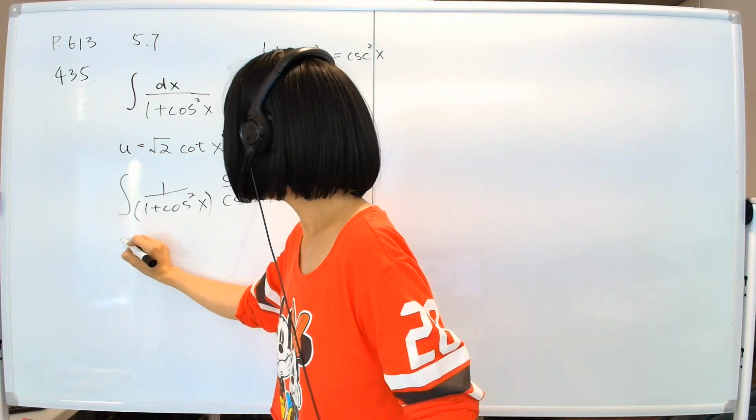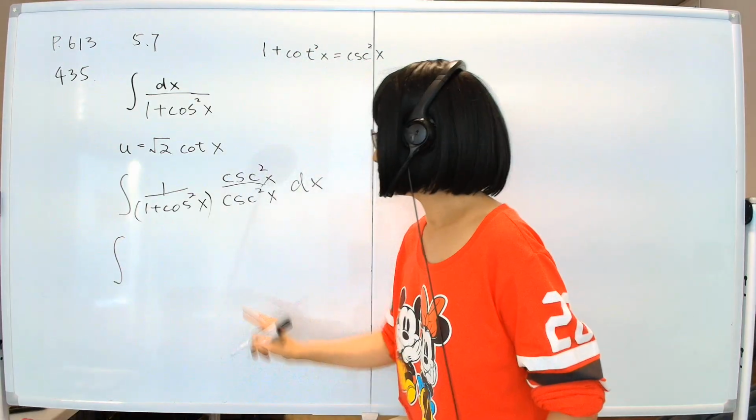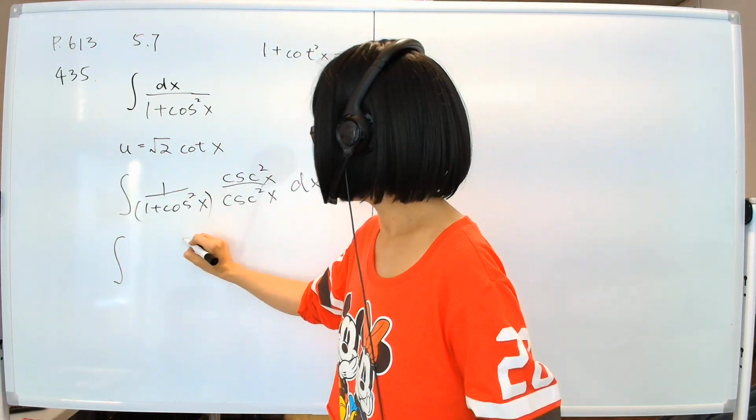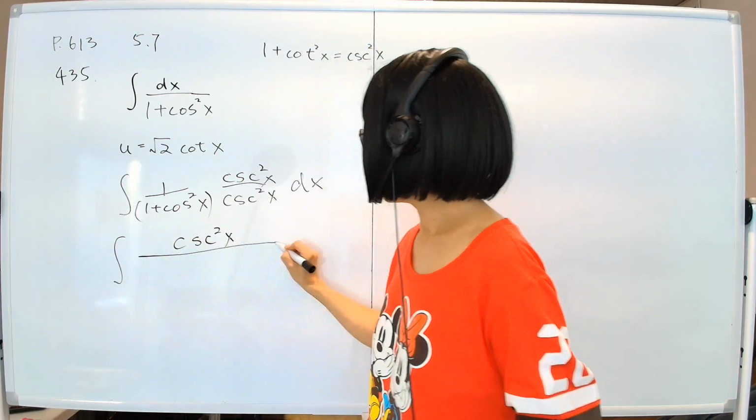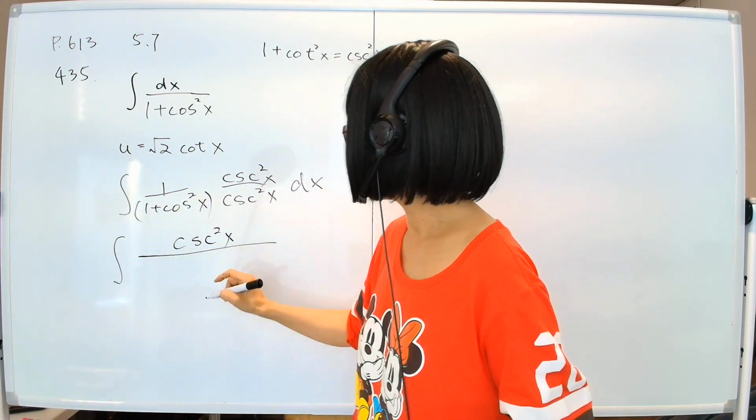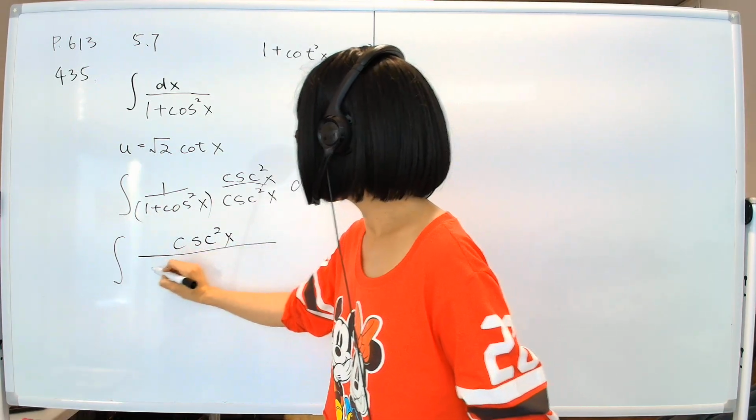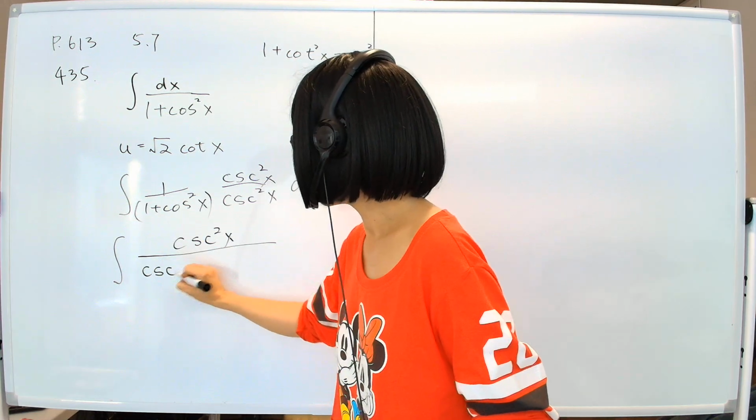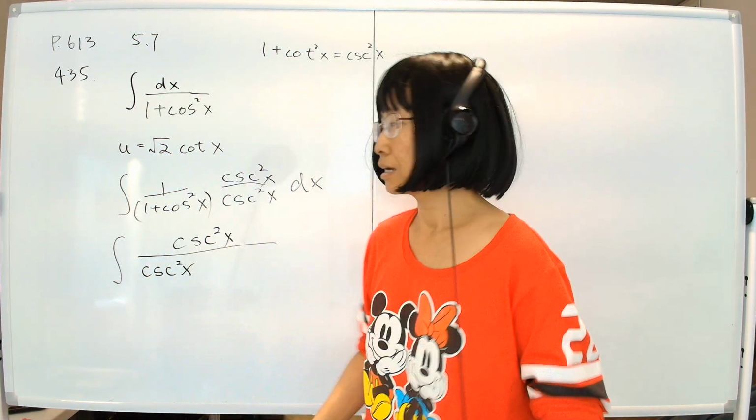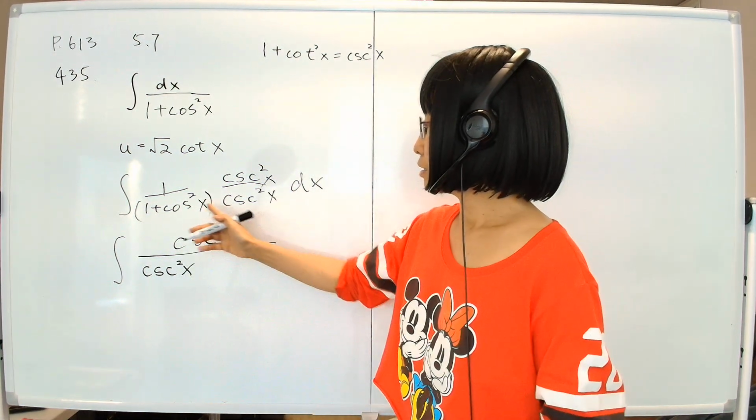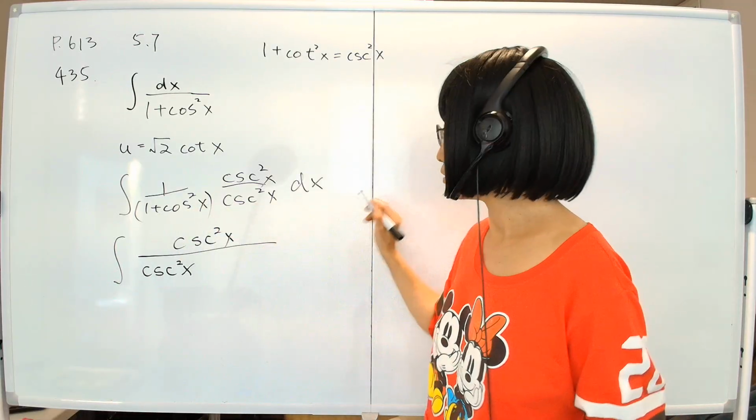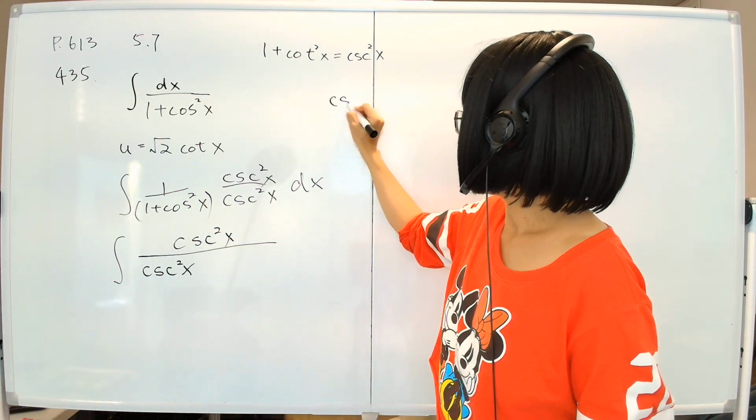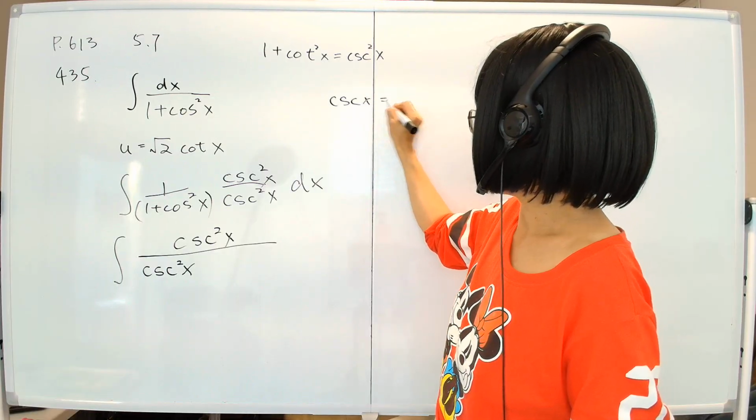This equals, we'll keep the cosecant squared x on top. And then the bottom, 1 times cosecant squared is cosecant squared x. And then cosecant squared times cosine squared. What was cosecant? Cosecant is 1 over sine.